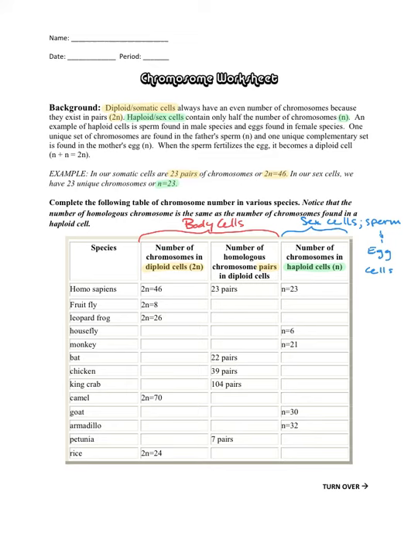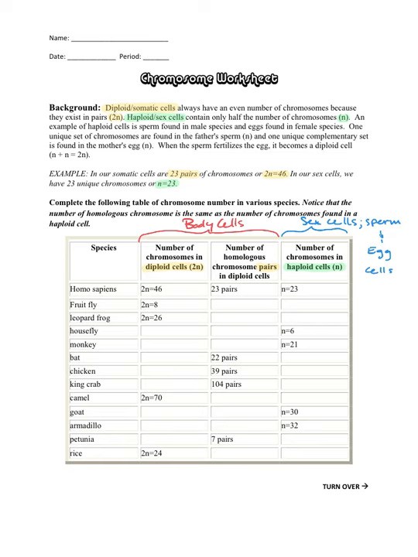Right now we're going to go over the instructions for how to complete the table on the chromosome worksheet. What you're going to be doing is calculating the number of chromosomes that you'd find in diploid cells, which are things like body cells. That includes skin cells, muscle cells, nerve cells, and those types of cells. And you're going to be comparing that to the number of chromosomes in sex cells or gametes. Those include sperm cells and egg cells.